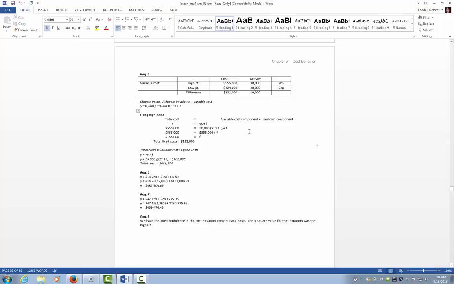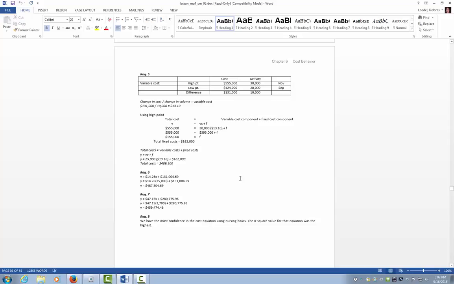Okay, so we know our total cost. Using the high point, $555,000 was our total cost. And we know our activity, right? 30,000. 30,000 of activity times the variable cost per unit of activity, which we calculated here as $13.10, will give us our variable cost component plus the fixed cost component. So we're going to solve for our fixed cost component here. 555,000 equals 393,000 plus F. Therefore, subtracting these out gives us F, or our fixed cost component, of $162,000.